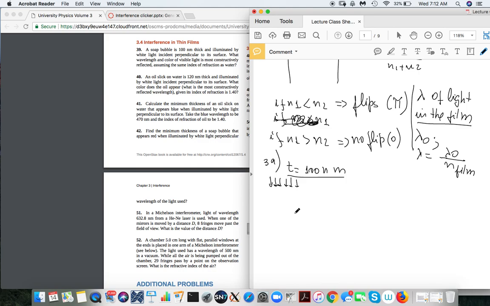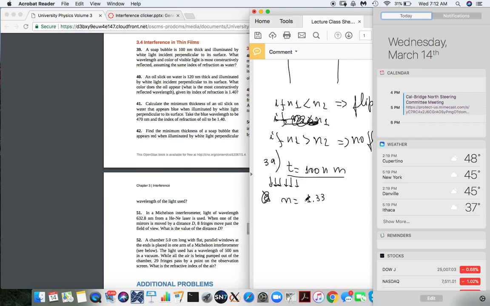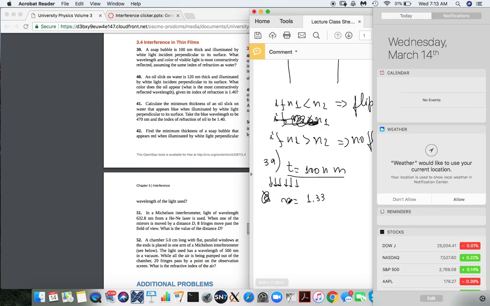Okay, so we have a thickness that is given by this, illuminated by white light perpendicular to its surface. What wavelength and colors of visible light is most constructively reflected, assuming the same index of refraction as water. Okay, so index of refraction is 1.33.